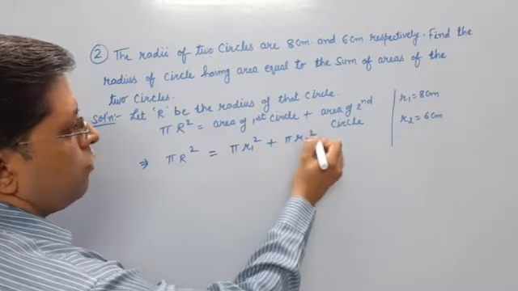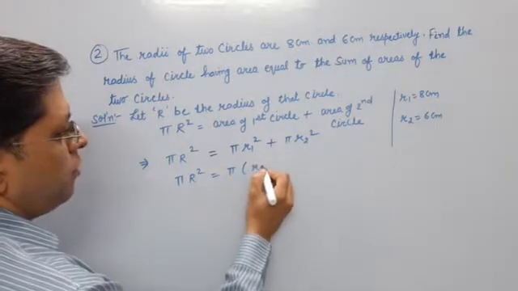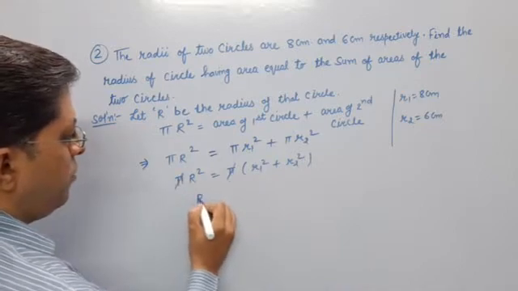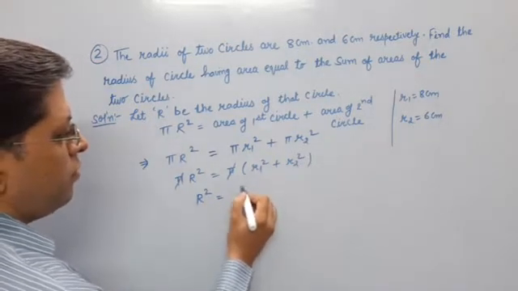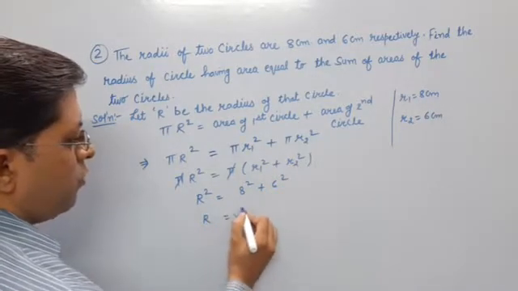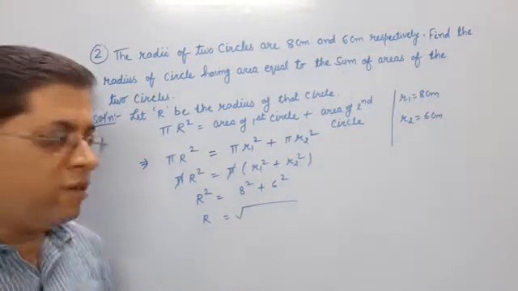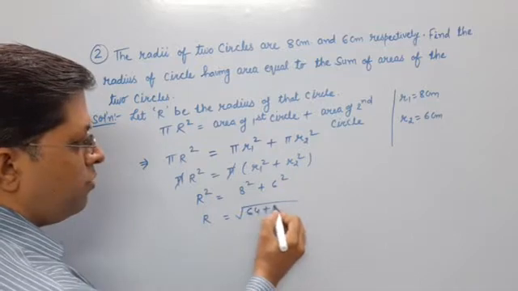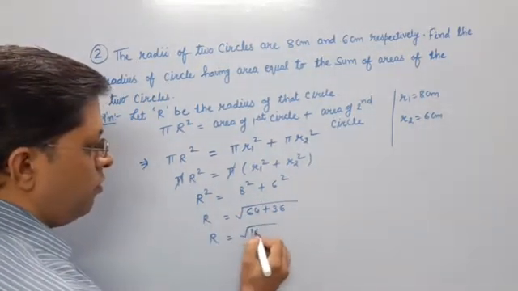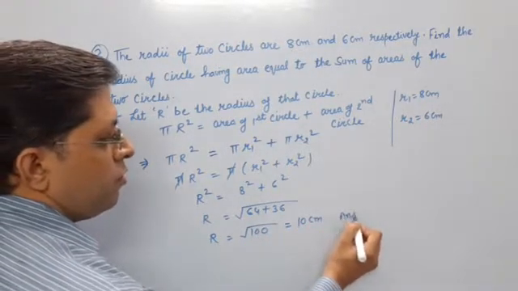pi r2 square. Pi is common, so take out pi common, r1 square plus r2 square. Pi and pi cancel, giving R square. What is r1? 8 square, and this is your 6 square. R square will be what? 8 square is 64, and 6 square is 36. 64 plus 36. Then what will be R? This will be under root 100. This is your 10 centimeter, and this is the answer.